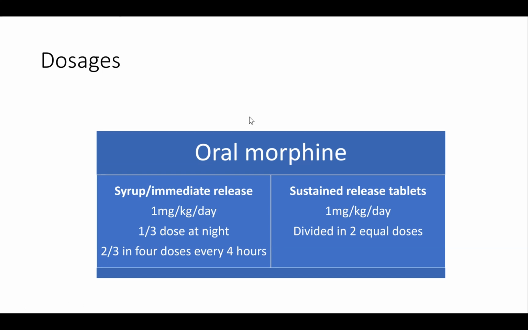Where sustained release tablets are available, the dose is still 1 milligram per kg per day, but we divide it into 2 because the half-life is longer for the sustained release tablets. Next.